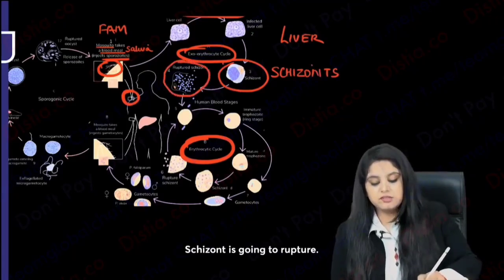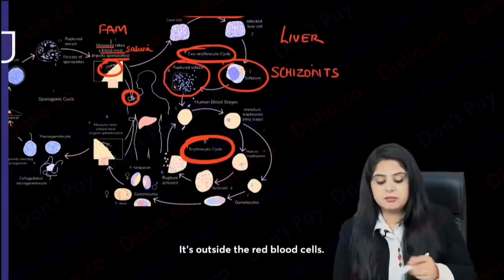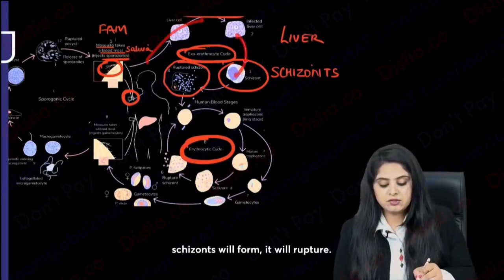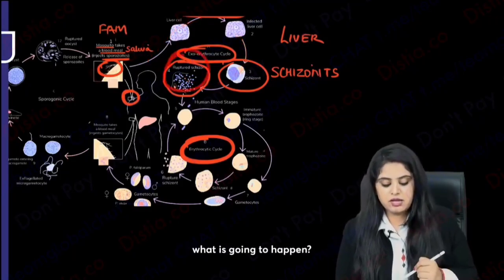Schizont is going to rupture. This is the exoerythrocytic cycle because it's not in the red blood cells. It's outside the red blood cells. So sporozoites will come, schizont will form, it will rupture. So that is what will happen. So ruptured schizont, what is going to happen?